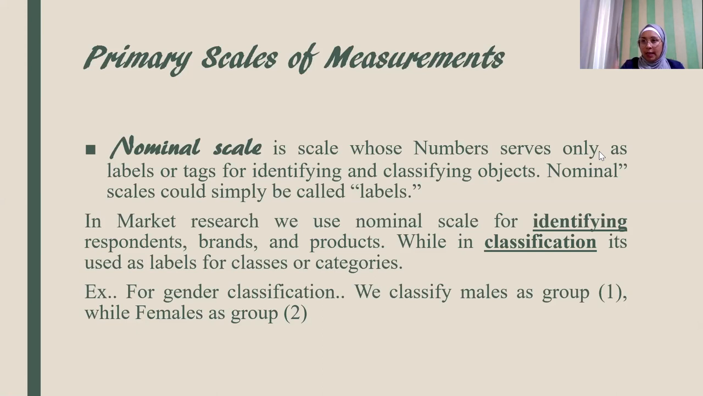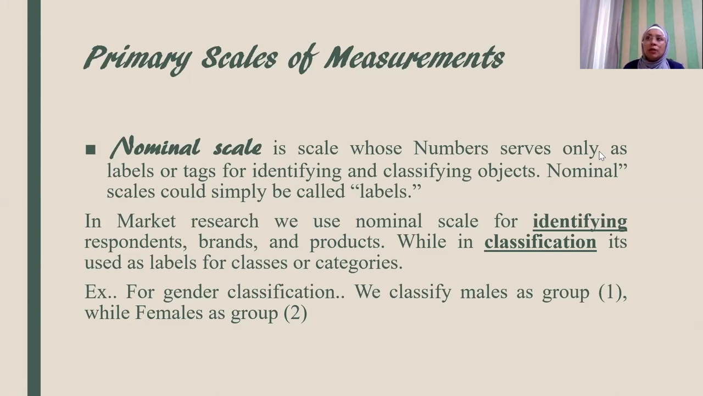It's a way of classifying the object. Like for example, name the brands of tea: Lipton, Ahmed Tea, El Aroosa, and so on. So I have five items: Lipton takes number one, El Aroosa number two, Twinks number three, Ahmed Tea number four. Here the numbers alone have no meaning; the number is just a synonym for the name I put next to it. In market research we usually use a nominal scale for identifying respondents, male or female, or the brands or products, and I use it to classify. For gender classification, I classify male as group 1 and female as group 2.